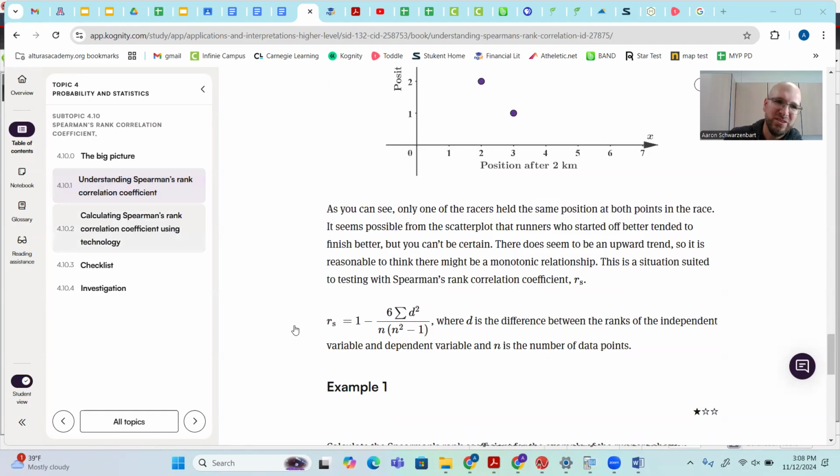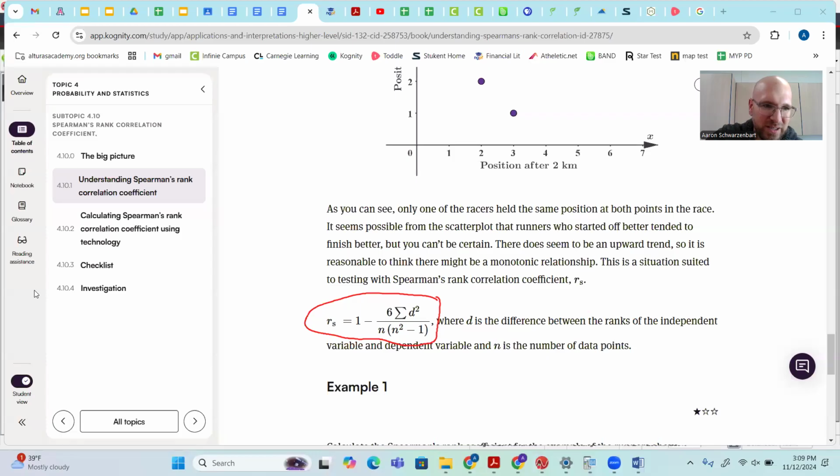So here is the formula. We're going to talk about what D means in a second and what N means, but this is the formula. Write it down in your notes. R sub S equals 1 minus 6 times the sum of the distances squared, divided by N times N squared minus 1. N stands for number of data points. D is the difference between ranks of the independent and dependent variable. In this case, independent was placed at 2 kilometers, dependent was placed at the end.